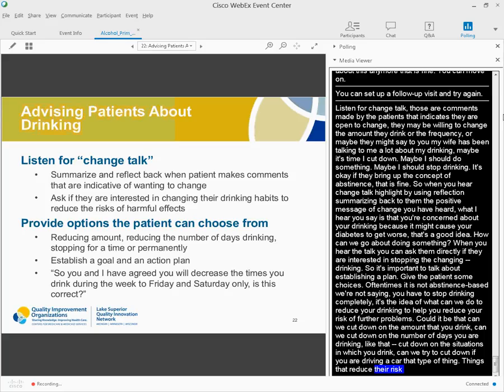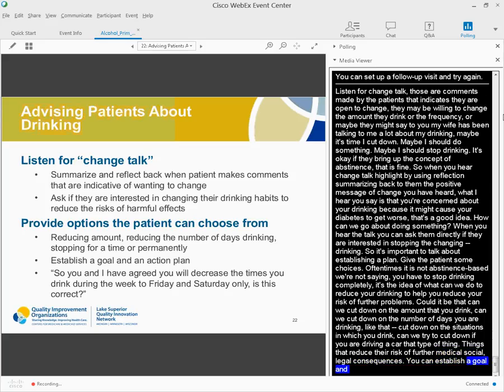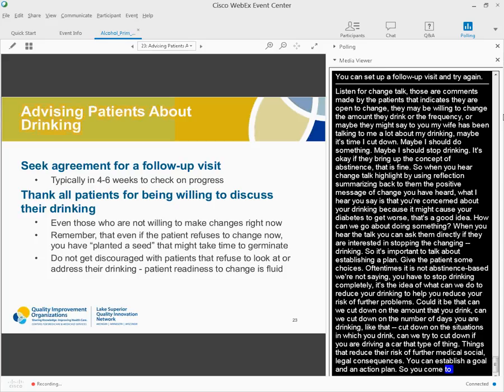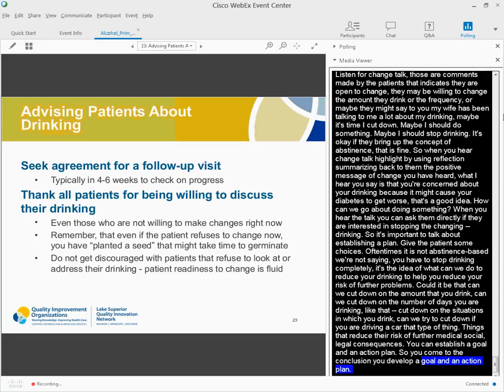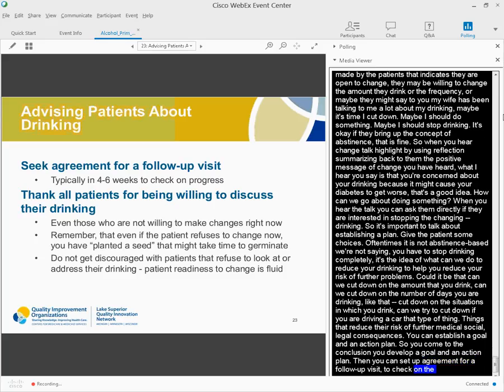So you can establish a goal and an action plan. Okay, so you have agreed to decrease the times you drink during the week to Friday and Saturday only. Is this correct? Okay, so you've come to the conclusion. You develop a goal and an action plan. Okay, and then you can set up an agreement for a follow-up visit, typically 4 to 6 weeks, to check on progress. And very important, thank the patient for being willing to discuss their drinking with you.